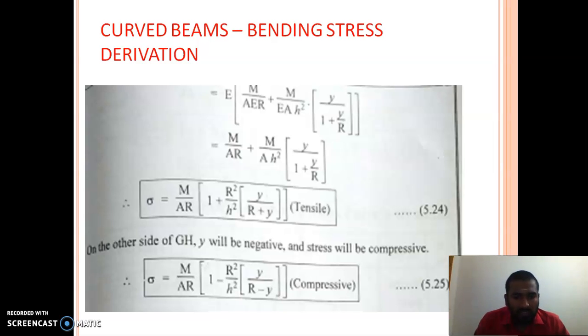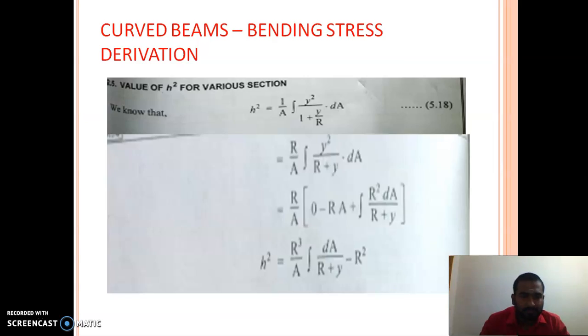Here is the cross section of the beam. R is the initial radius of curvature. R squared by h squared is a constant for a particular cross section. In the last lectures, we have seen how to calculate h squared for various cross sections. y is nothing but the distance from the centroidal section where you need the bending stress. So in this lecture, we will be seeing some problems on curved beams.